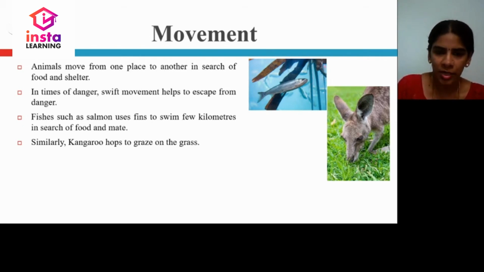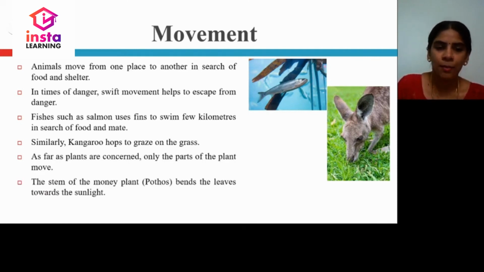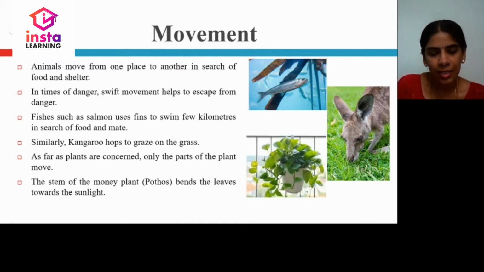As far as plants are concerned, only the parts of the plant will move. The stem of the money plant, known as pothos, bends the leaves towards the sunlight. That is the movement of the plant.